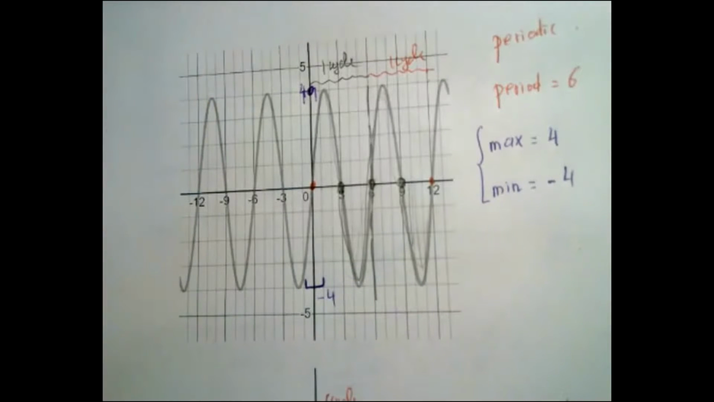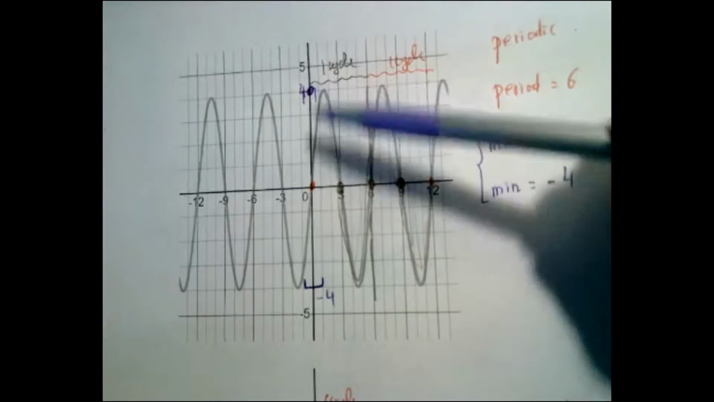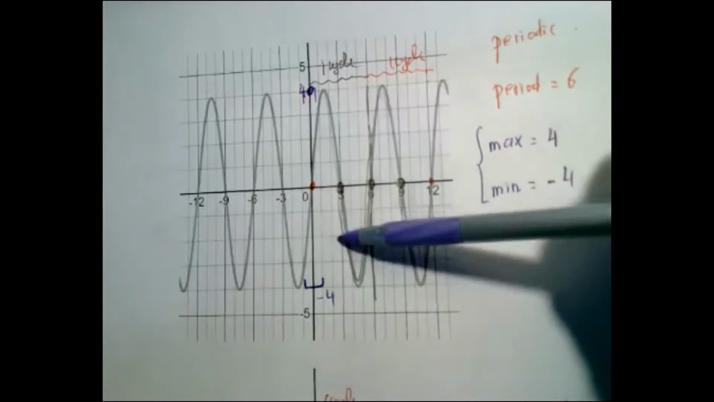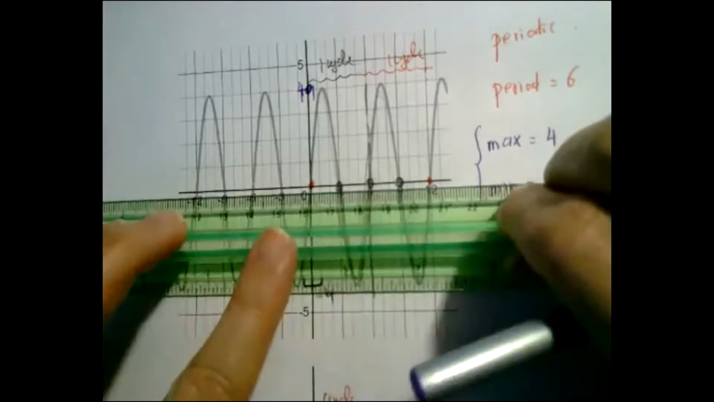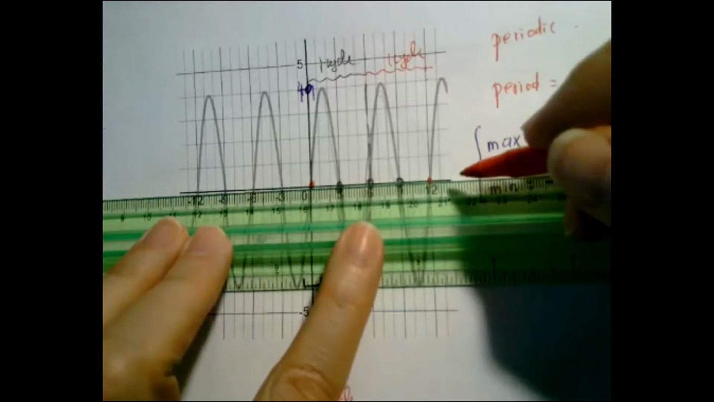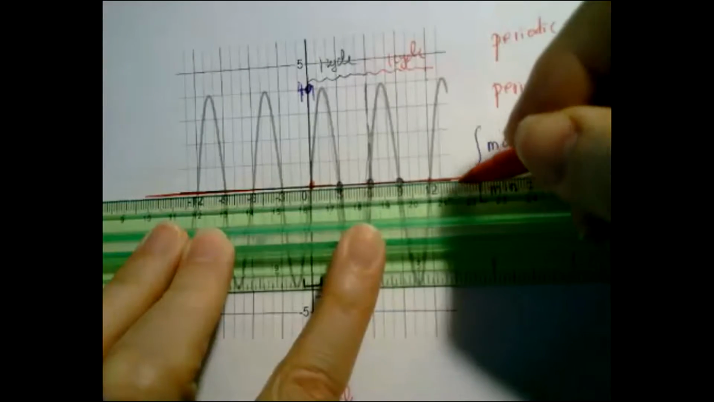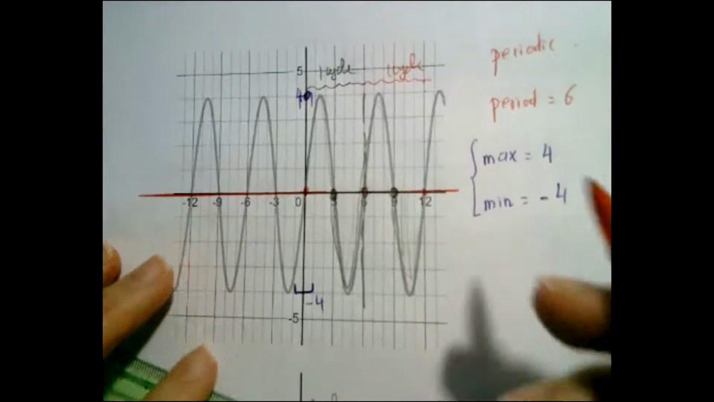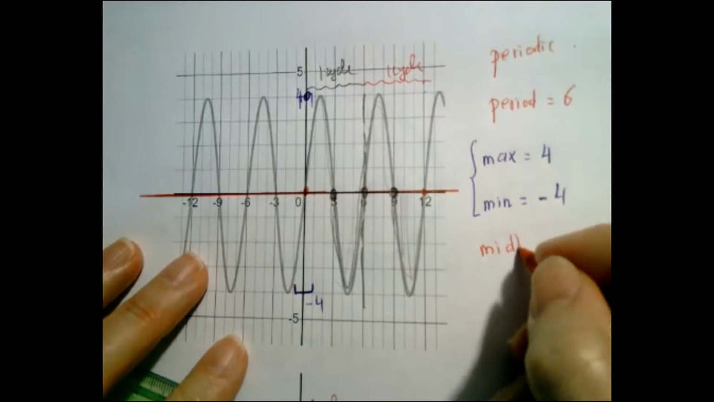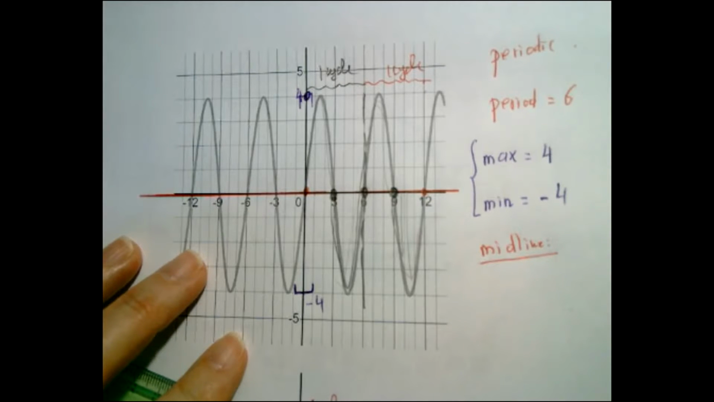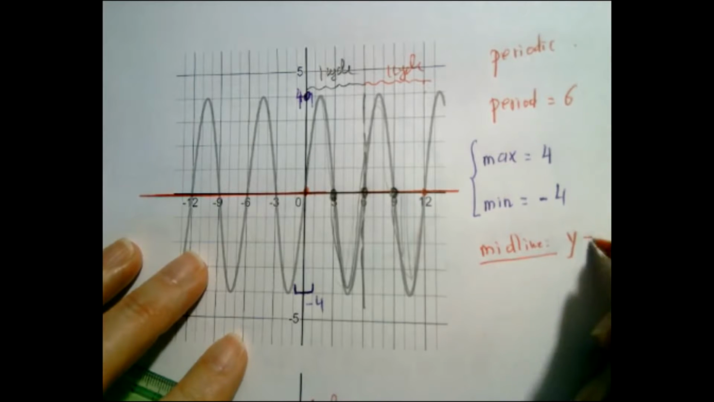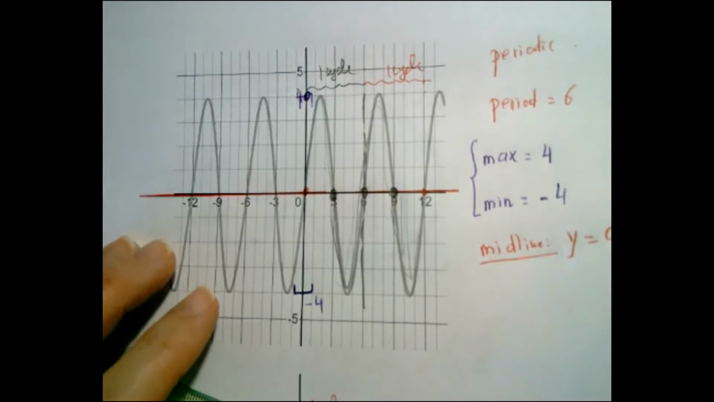Okay, still we are in a simple scenario. What's the midline? It's the line halfway between -4 and 4. Halfway between -4 and 4 is 0, right there. So this is the midline. The midline is a line, so you cannot tell me 0. What should you tell me? Instead of 0, y equal to 0, because it's a line, it's an equation.